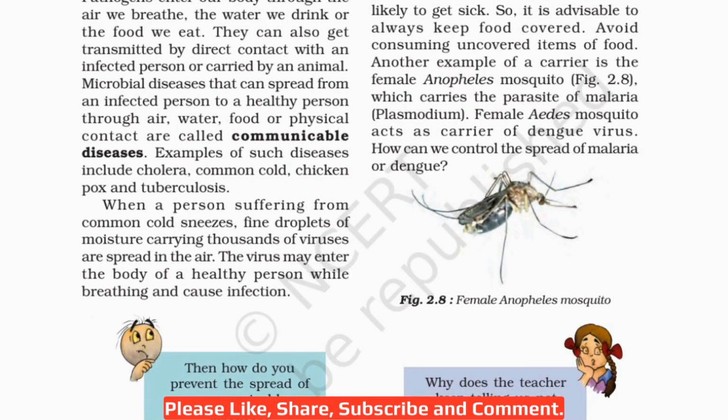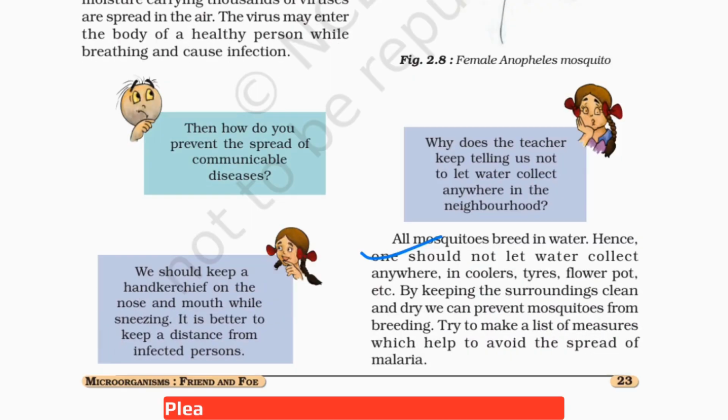Now, how can we control the spread of malaria or dengue? All mosquitoes breed in water. Hence, one should not let water collect anywhere, in coolers, tires, flower pots, etc. By keeping the surroundings clean and dry, we can prevent these mosquitoes from breeding. Now, this is your homework. Try to make a list of measures which help to avoid the spread of malaria. Okay.